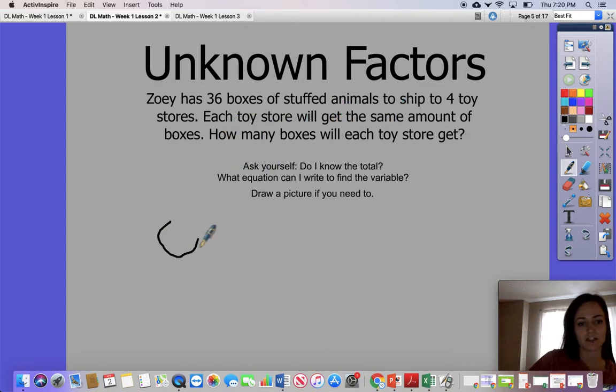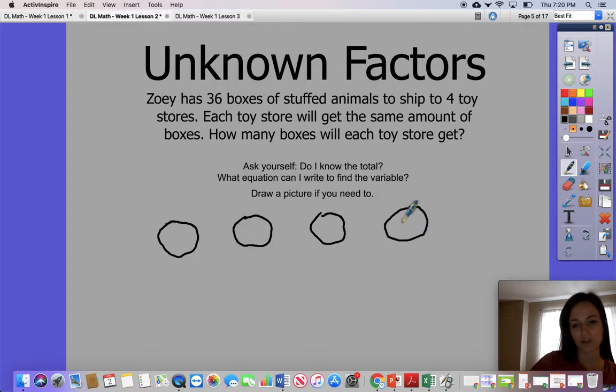So if I drew a picture, I've got my 4 toy stores. Aren't they lovely? 4 toy stores, and each one is getting the same amount of boxes. And I have 36 boxes to break evenly across 4 toy stores, okay? So I could do this, remember when we first were learning multiplication and division, we drew pictures like this. I could break it apart and divvy out those 36 boxes. I could go 1 box will go here, 2, 3, 4, 5, 6, 7, 8, 9, 10, 11, 12, right? And I could keep going until I get 36 boxes split up, okay?